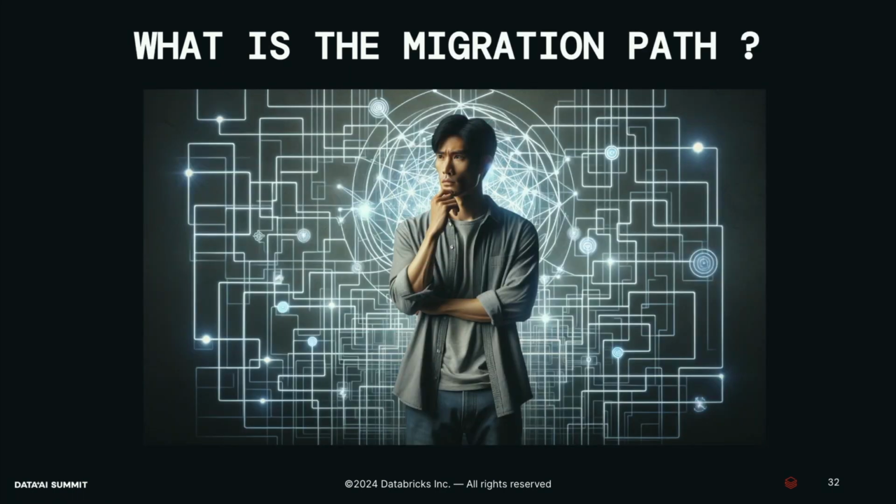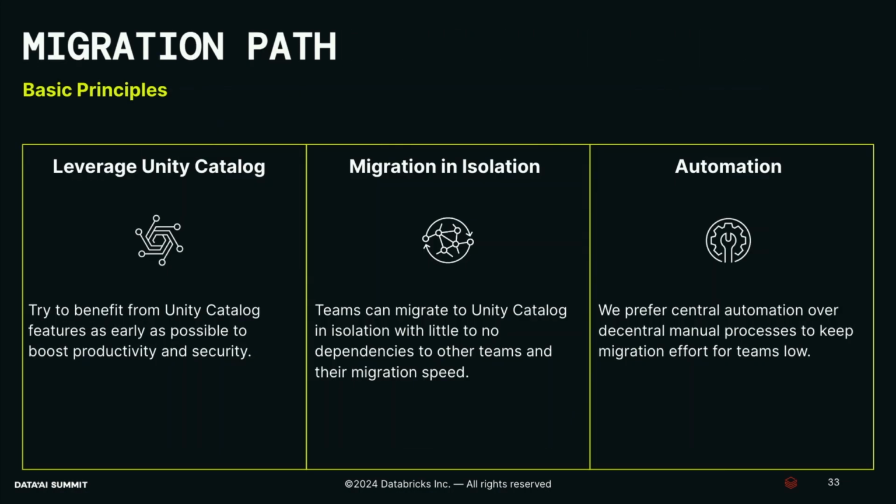So we know what the new model is. The question is, how do we transform our current model to the new model? And for the migration path, we had some basic principles because our migration is so complex. First of all, we want to leverage Unity Catalog for teams that are curious and want to adopt Unity Catalog as fast as possible. Yeah? All this data lineage, all this fine-grained access control, we want to leverage to boost the productivity and security for our system.